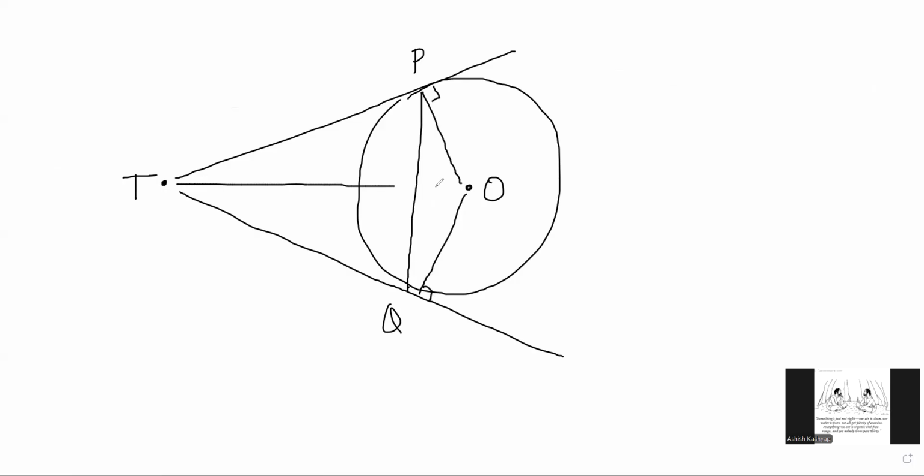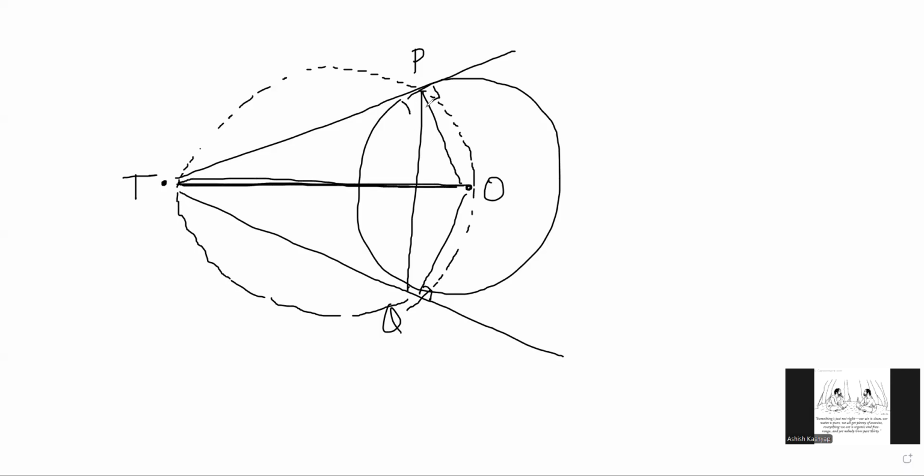And if you join OT, this quadrilateral OTPQ becomes a cyclic quadrilateral. And if it is a cyclic quadrilateral, there will be a circle passing through all the vertices of this quadrilateral. So it is something like this. And clearly that circle is also the circumcircle of TPQ, right? And if it is the circumcircle, OT becomes the diameter because you can see the angle in a semicircle is 90. And they gave you the radius of the circumcircle, so this became 12.